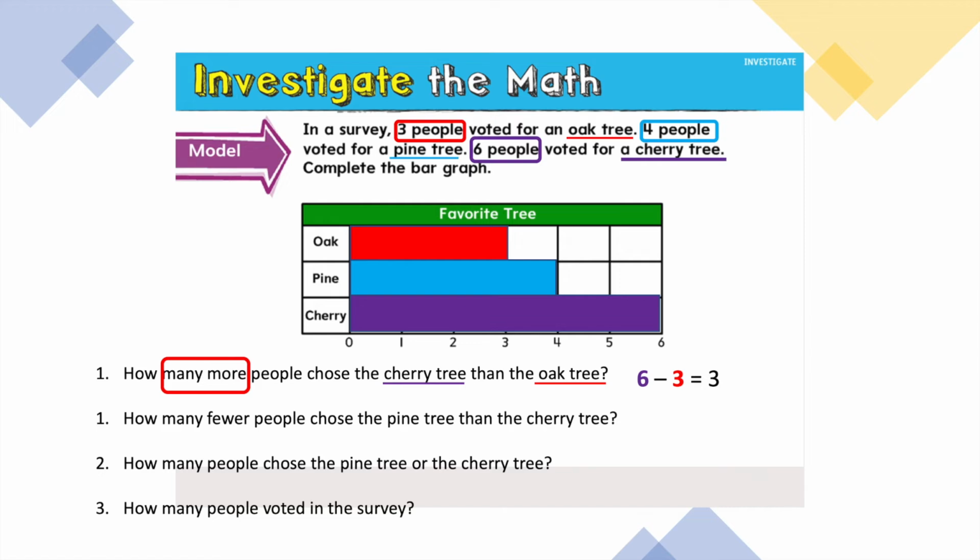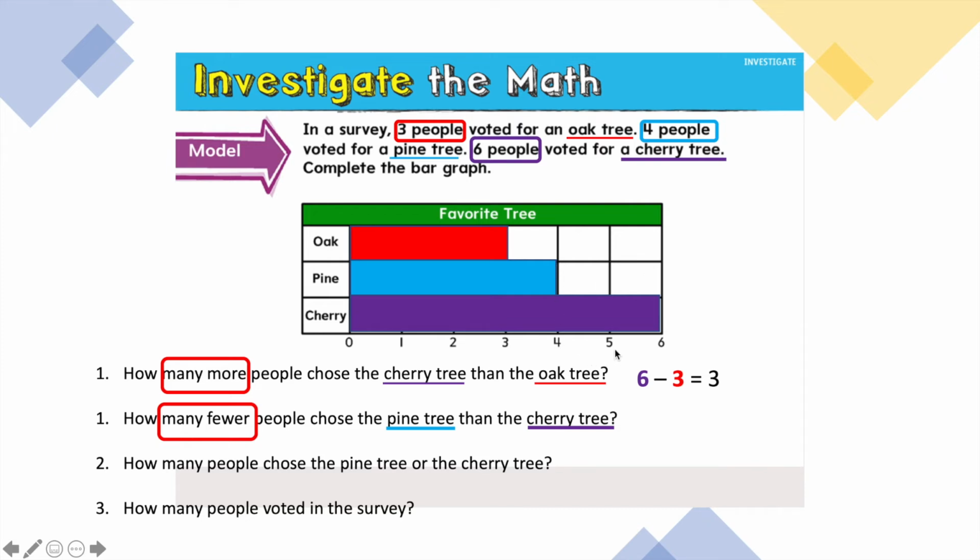Now let's look at our next question. How many fewer people chose the pine tree than the cherry tree? Again, we are seeing the how many fewer, right? So it's not how many more, it's how many fewer, but we're still comparing two groups. We're comparing the pine tree to the cherry tree. So once again, we look at the cherry tree. The cherry tree has 6 votes. The pine tree has 4 votes.